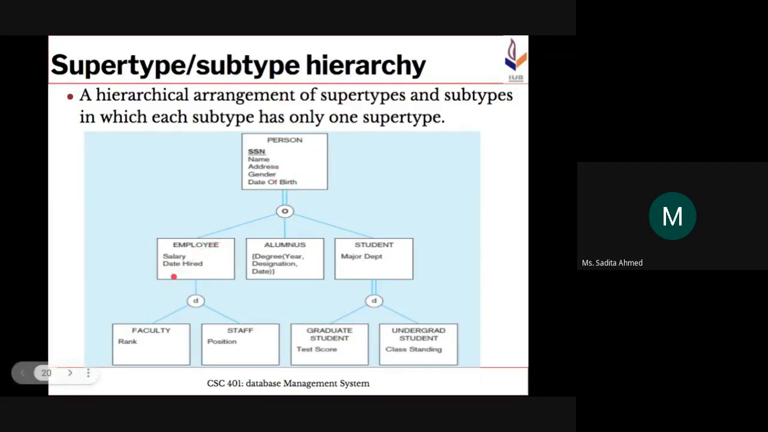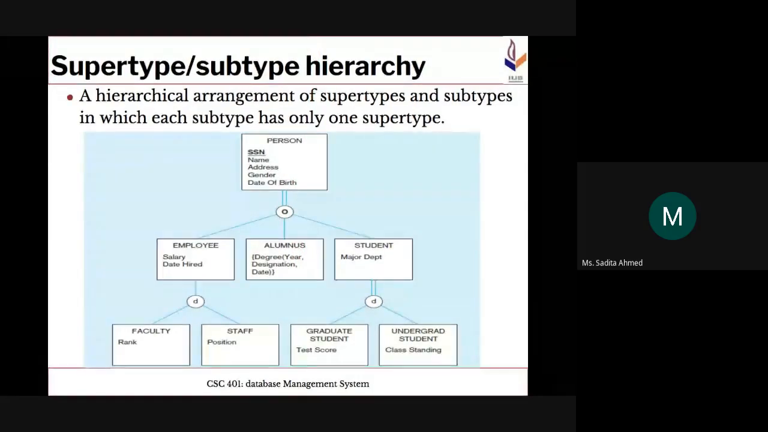After person, we've got, as you can see, employee, alumnus, student, and then from employee, we've got faculty, staff, and from student, we've got graduate student, undergrad student, and so on. So hierarchy top to bottom. The entity from which everyone else inherits is right at the top. And then you go one by one, step by step, from top to bottom. Okay, any questions so far?